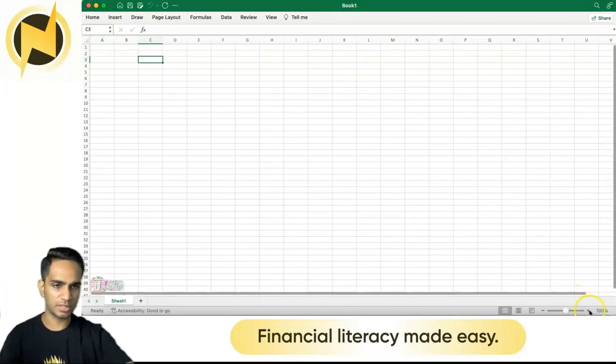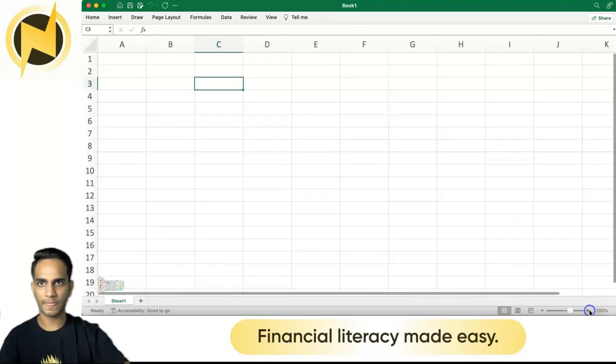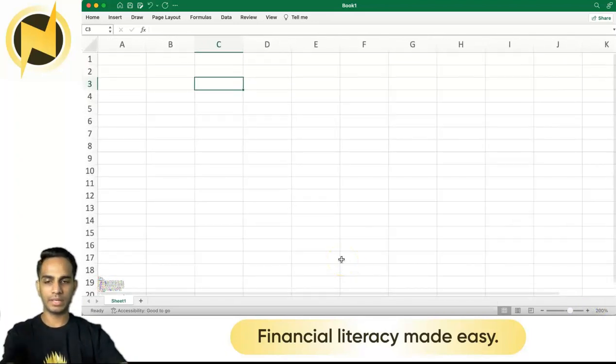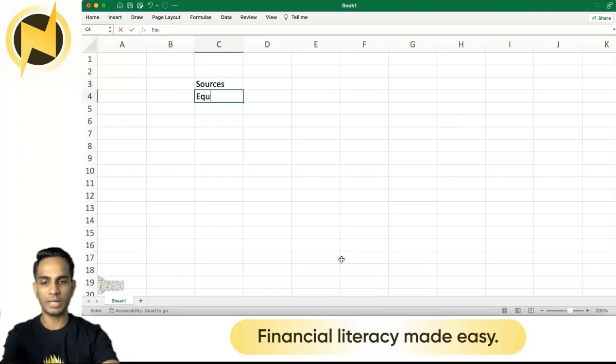Say the company is raising capital. Let me just zoom this a bit. Yeah. The company is raising capital by the following sources. They're raising equity. Say they're raising unsecured loans. And they are raising secured loans as well.